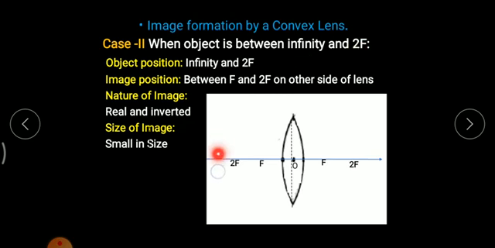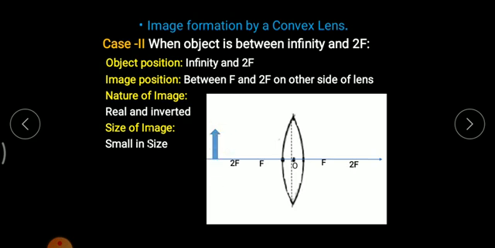So, the object is placed over here. This arrow is an object. It is placed between an infinite distance till 2f. It is placed in between that particular location. So, the object is lying between infinity and 2f.